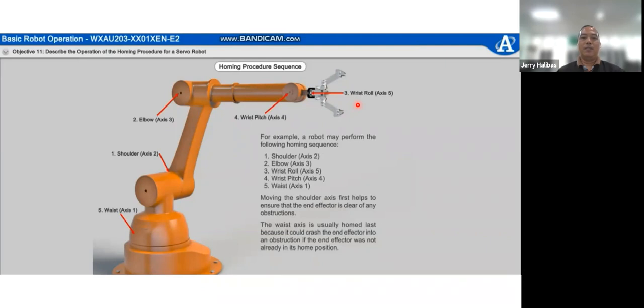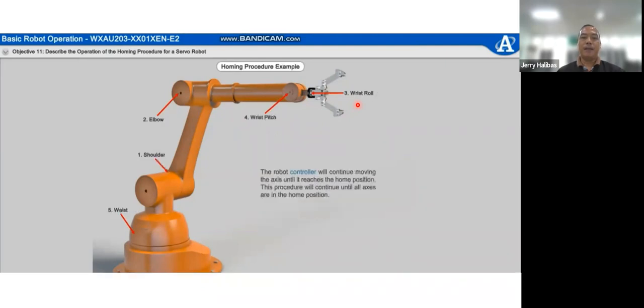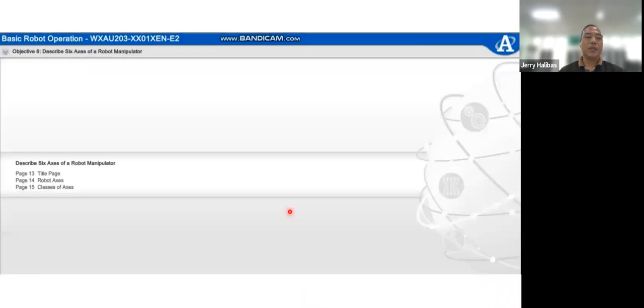Okay, so let's proceed. The robot controller will continue moving the axis until it reaches the home position. So this will be complete. This procedure will continue until all axes are in the home position.